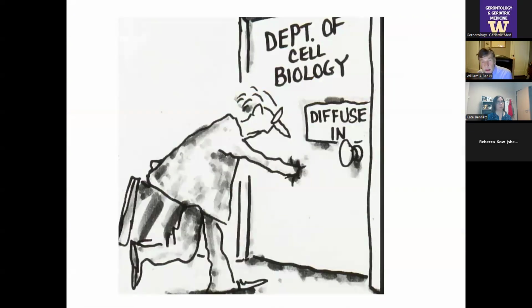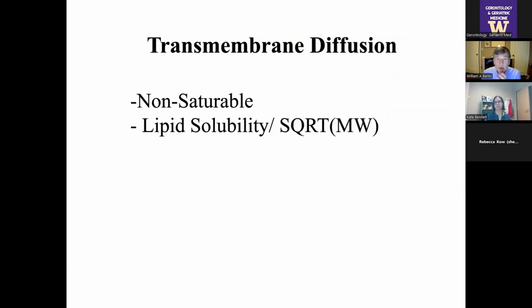So Harrison produced this great cartoon, which I really like. And it just, to me, summarizes how we envision drugs getting through the lipid soluble membrane. So the characteristics of transmembrane diffusion, as it became called, are non-saturable. The higher you make the blood levels, the more that will get into the brain; it's not a saturable system. And it is mostly dictated by lipid solubility, although square root of molecular weight can be used as a correction factor, because the bigger the molecular weight, that's sort of a drag.